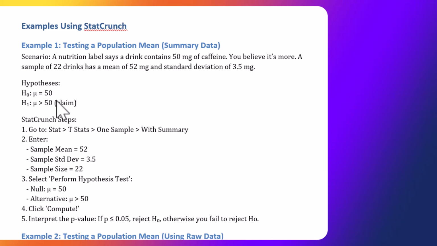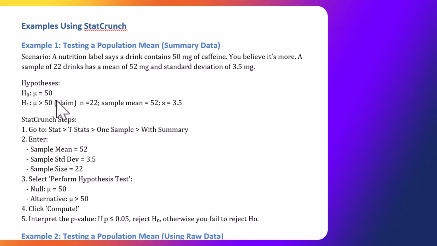It's the same statement. So now he's going to give us a sample and give us information about the data in the sample. A sample of 22 drinks. So n is 22. That's the sample size. Has a mean of 52 milligrams. That's the sample mean, x bar, x with a horizontal line on it, 52. And a standard deviation of 3.5. That's the sample standard deviation. s equals 3.5 milligrams.